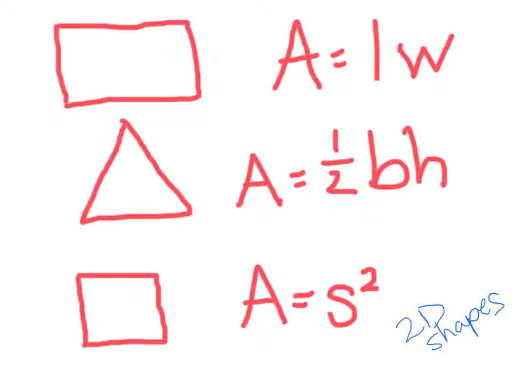First of all, objects in the world start with a basic polygon. We already know how to find the area of these three polygons. In the top shape, the rectangle, it's simply length times width. In a triangle, it's half the base times the height. And in a square, we simply square the sides.